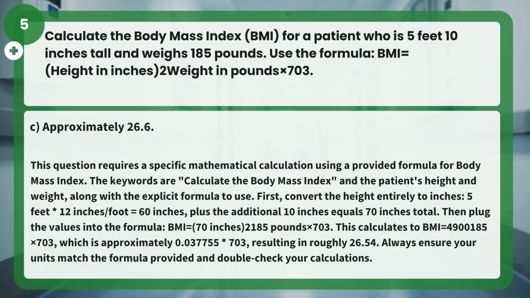BMI equals 185 pounds divided by 70 inches squared, times 703. This calculates to BMI equals 185 divided by 4,900, times 703, which is approximately 0.037755 times 703, resulting in roughly 26.54. Always ensure your units match the formula provided and double-check your calculations.